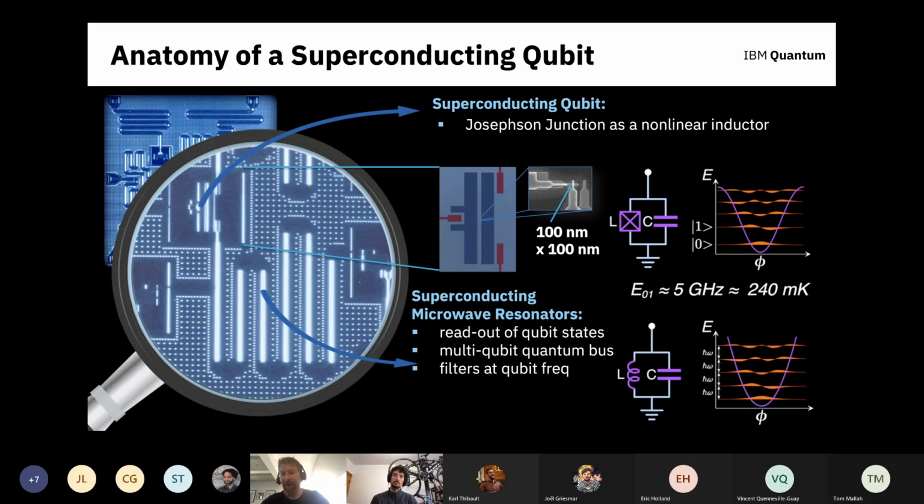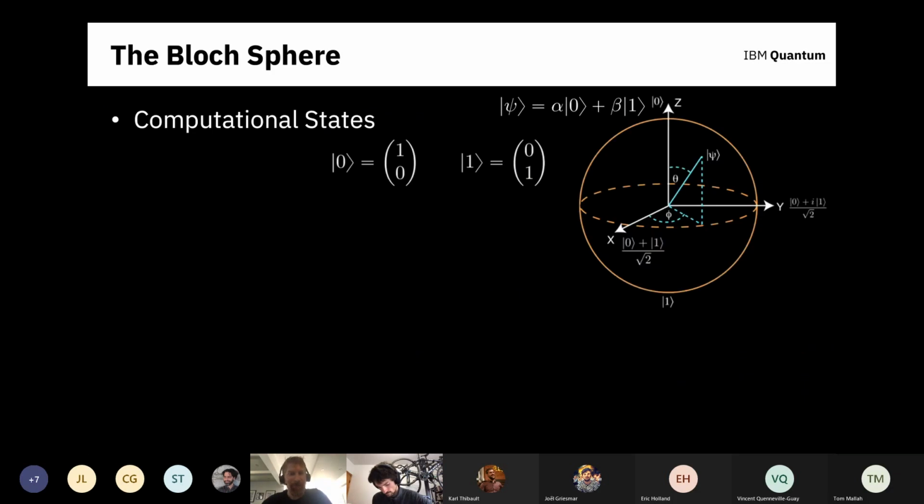So the reason why we need to be so low in temperature is because we need to be a very small fraction of this 240 millikelvin, the energy spacing of our qubits. So that's why we're operating at 10 millikelvin, in case you've ever wondered. Okay, so how do we control these qubits?